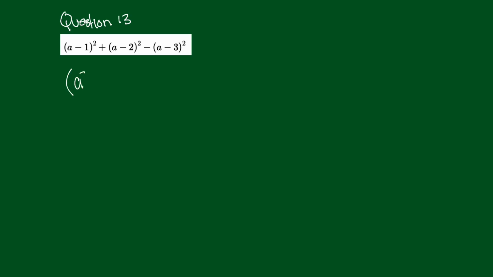So square the first, a squared, multiply these 2 terms together. A times negative 1 is negative a, but we double it, so negative 2a, and then square the last. Negative 1 squared is plus 1. All right, and then plus. Now let's get this second group. Square the first, a squared, multiply these 2 terms together. Negative 2a, double it, minus 4a, and then square the last. Negative 2 squared is 4.